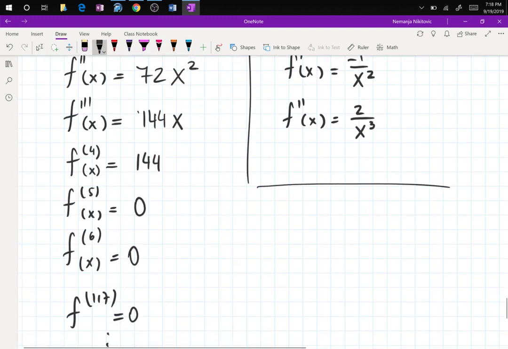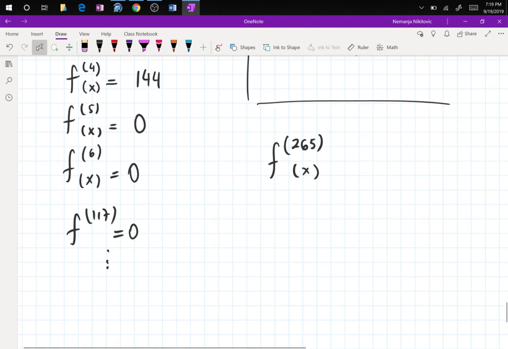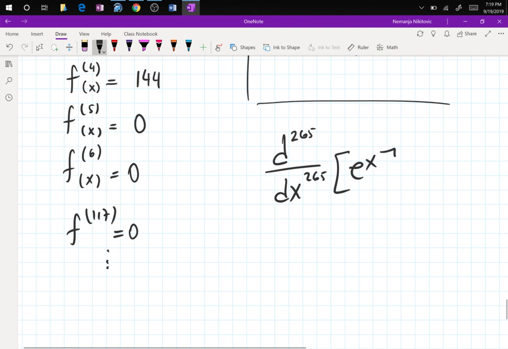I have an interesting question. What is the 265th derivative of e to the x? Is e to the x, right? I know. Oh, I wrote that wrong. So the 265th derivative of e to the x is e to the x.